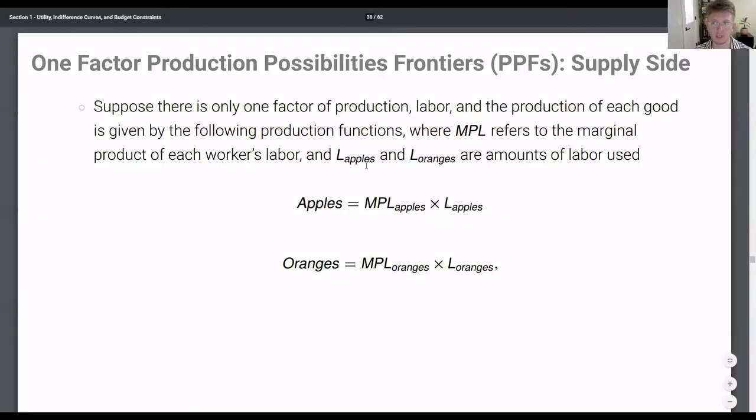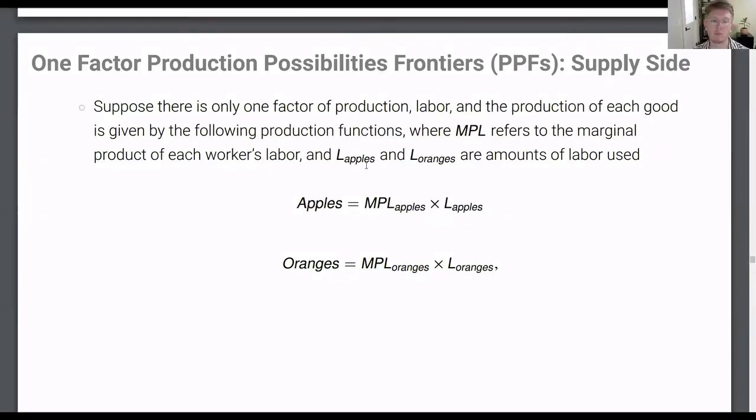Okay, so moving on, let's talk about production possibilities frontiers with only one factor of production. In essence, before we thought about demand for apples and oranges, now we're going to think about the supply side, so how apples and oranges are produced.